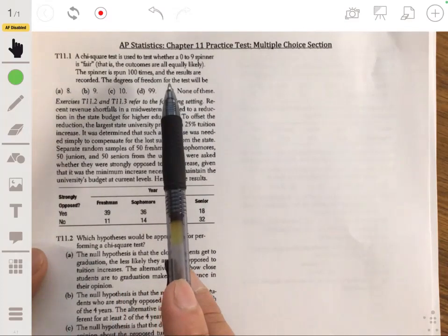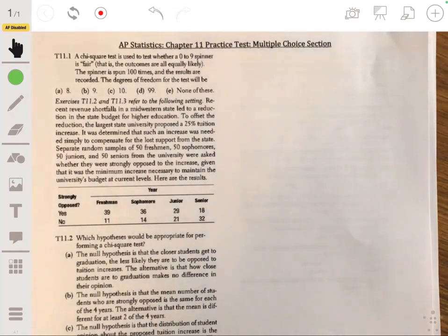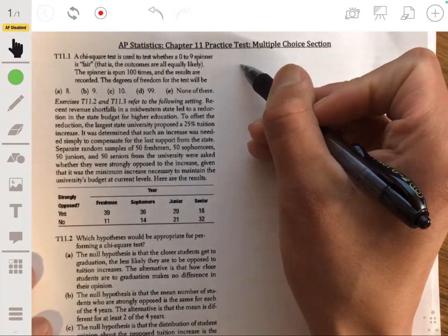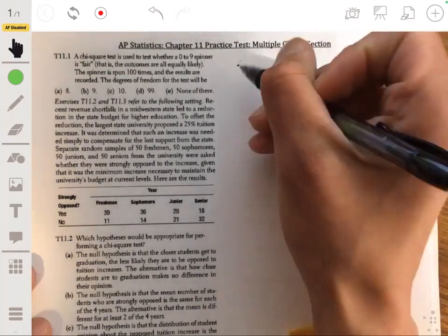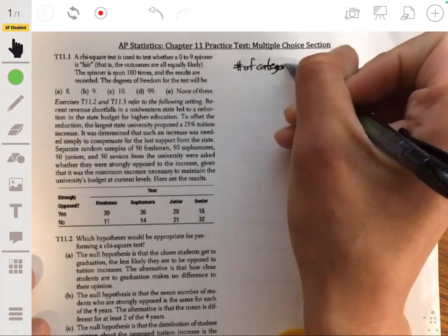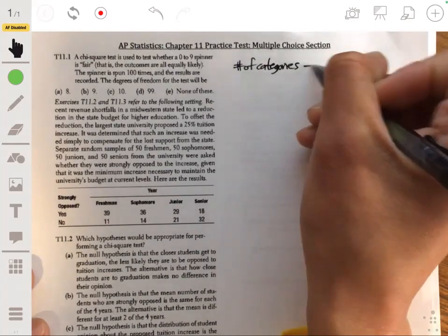The degrees of freedom for this test, in this case, would be equal to the number of categories minus 1. So the number of categories minus 1.